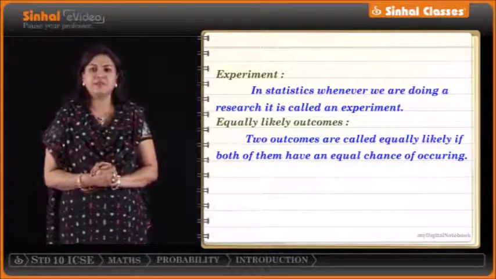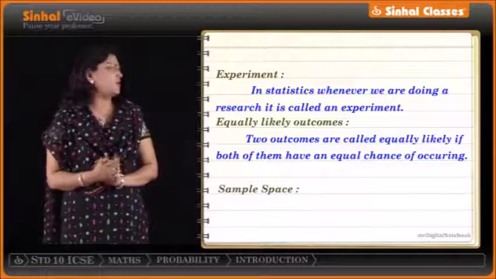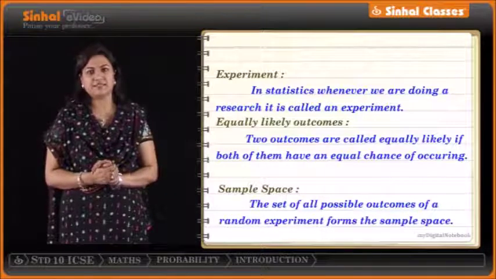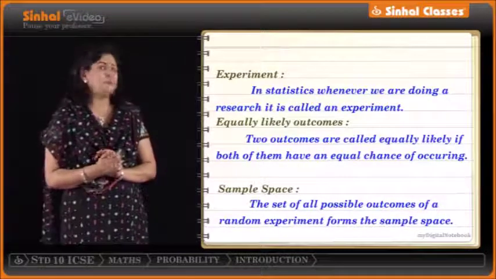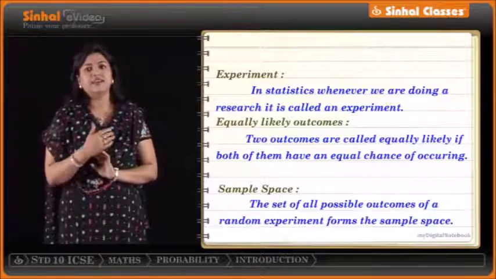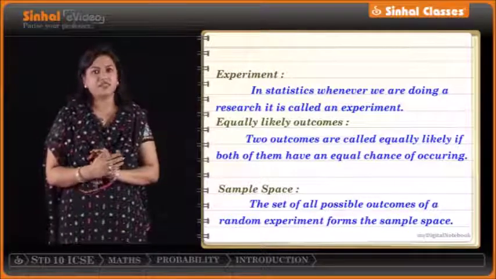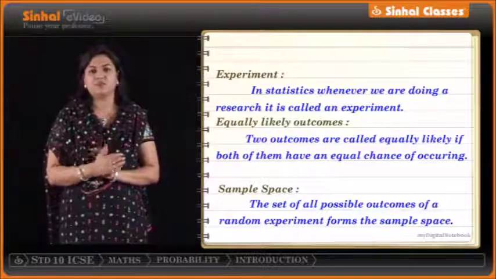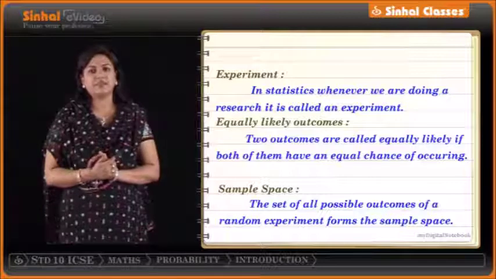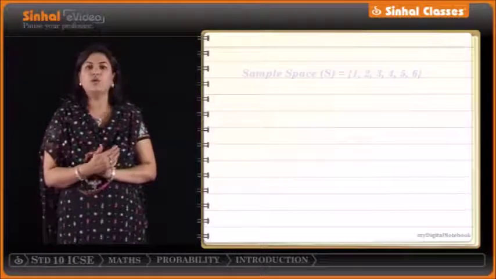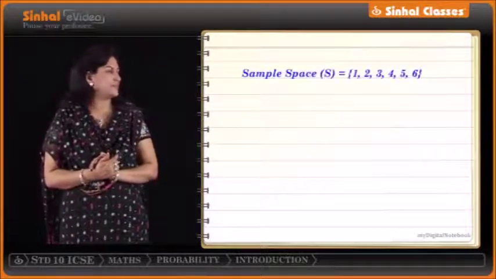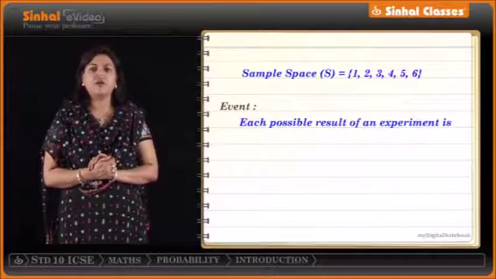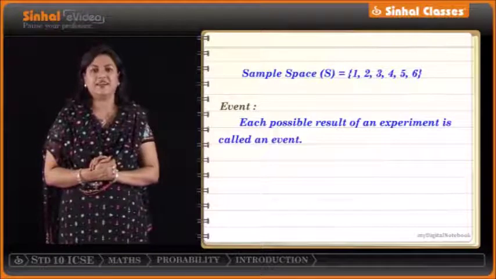We have sample space. The set of all possible outcomes of an experiment forms the sample space. Example, when an unbiased die is rolled, then the outcomes are any numbers from 1 to 6. So, the sample space will be all numbers from 1 to 6. That can be written as S is equal to {1, 2, 3, 4, 5, 6}. Now, we have an event. Each possible outcome of an experiment is called an event.